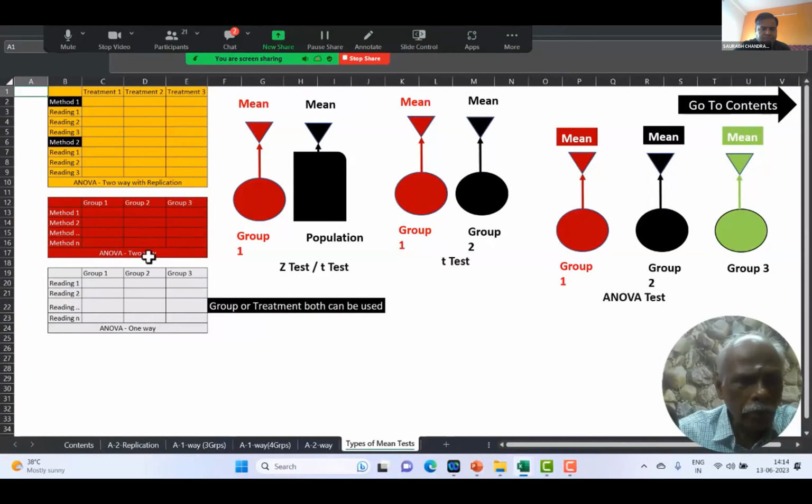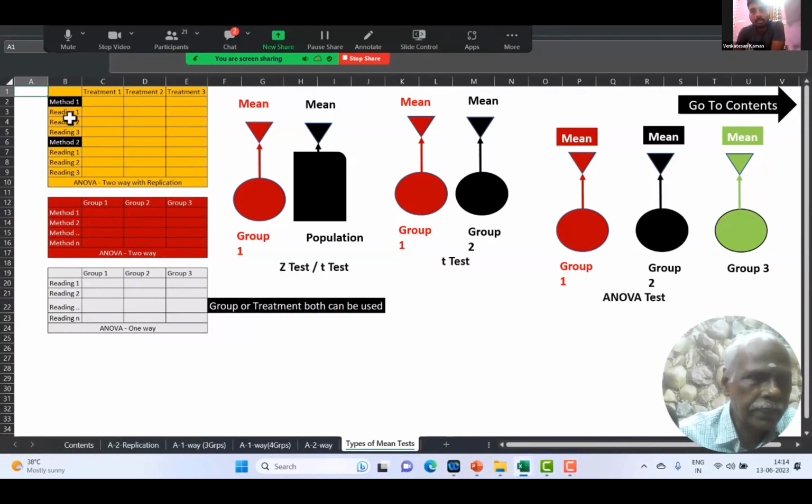But in order to overcome the noise factors, we take different readings, replications, we repeat the experiments, repeat the trials, I would say. Because the entire thing is called an experiment, and each particular test is called a trial. So reading 1, reading 2, reading 3, 3 readings for each method. This is called ANOVA two-way with replications. We will see one by one how to do it.